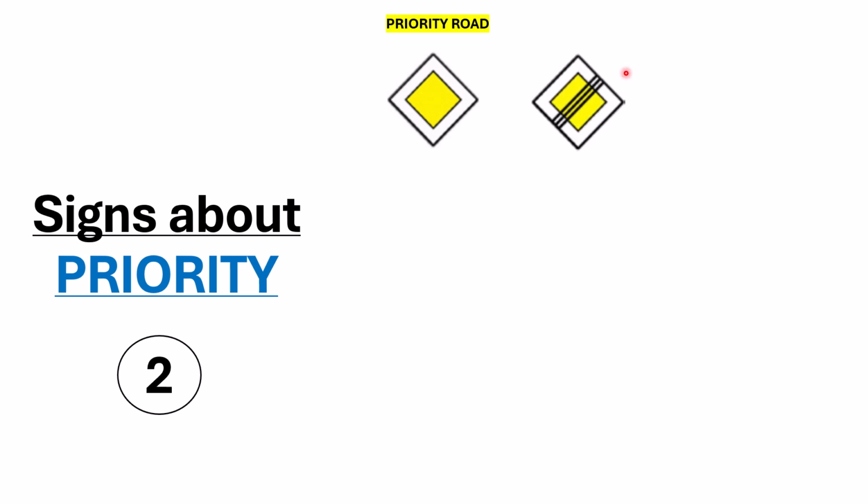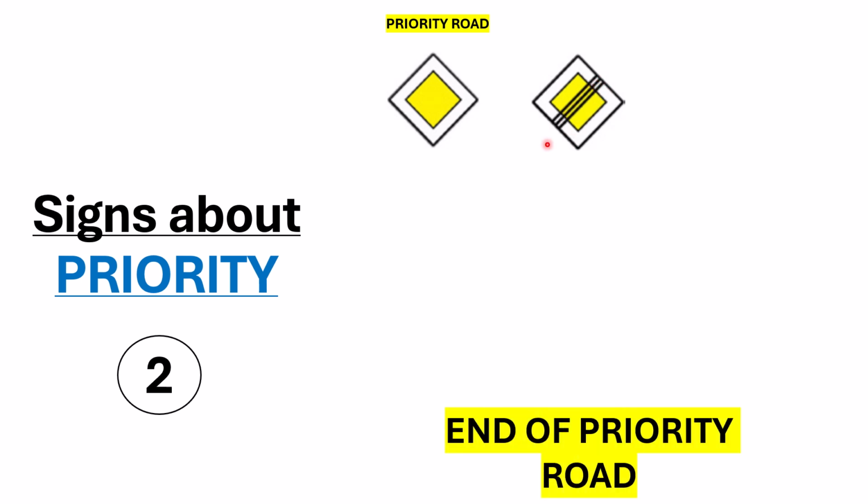And obviously, if there are three black lines placed across this signboard like this, it means this is the end of the priority road. After this sign, you don't have priority over the drivers coming from the right side. You will have to give right of way to every driver who is approaching from the right side.